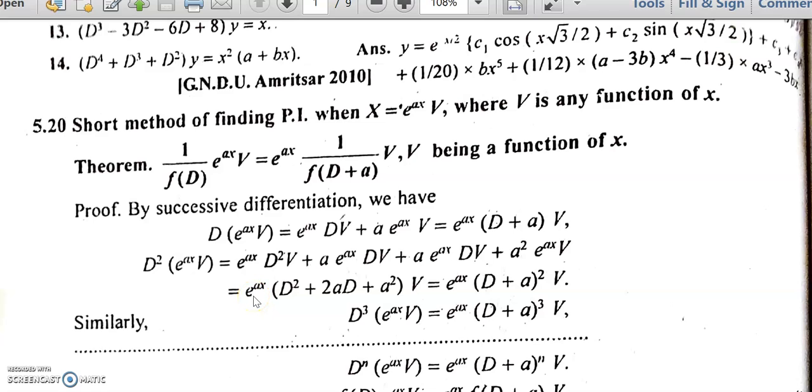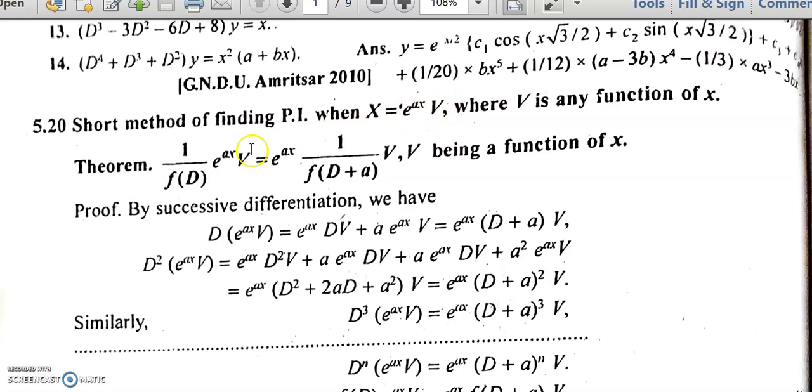Welcome dear students. In this lecture, we'll show how to find the particular integral of a differential equation when the right hand side is of the form e to the power ax into v, where v is any function of x. So there is an exponential function and there is any function of x.